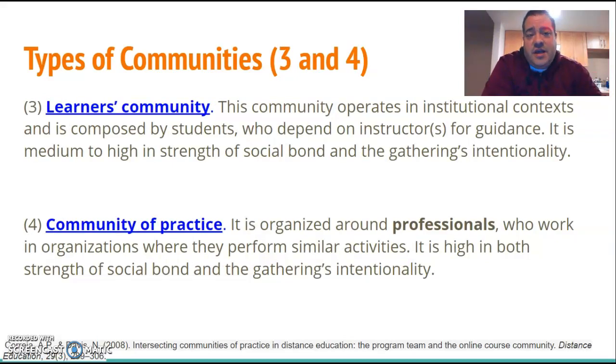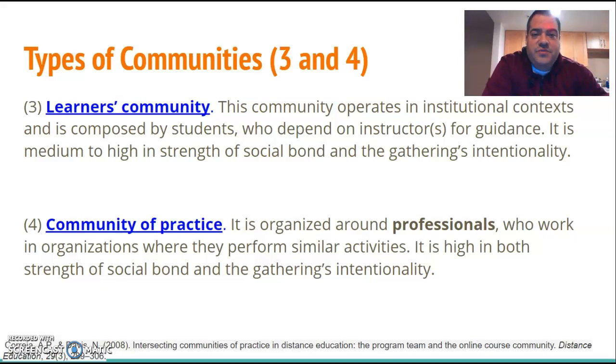Now this is in comparison to the third type, which is what's called a learner's community. This community really focuses on not only students, but it focuses in institutional context. So these are students, could be lifelong learners, who depend on some sort of moderator, some sort of instructor for guidance. And that instructor or that leader of the group is providing them with some sort of guidance.